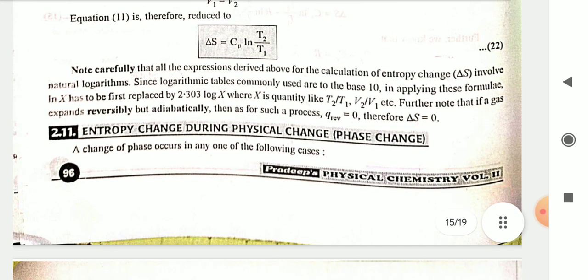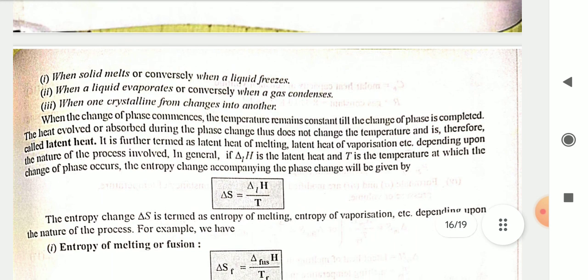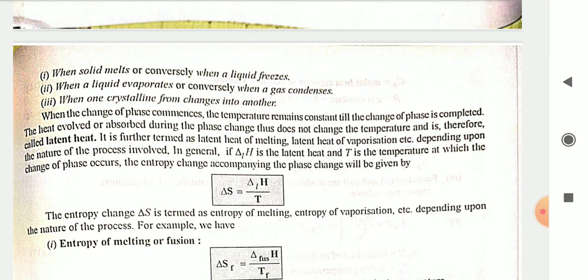Entropy change during physical change, phase change. A change of phase occurs in any one of the following cases. First, when a solid melts or conversely when a liquid freezes. Second, when a liquid evaporates or conversely when a gas condenses. Third, when one crystalline form changes into another.